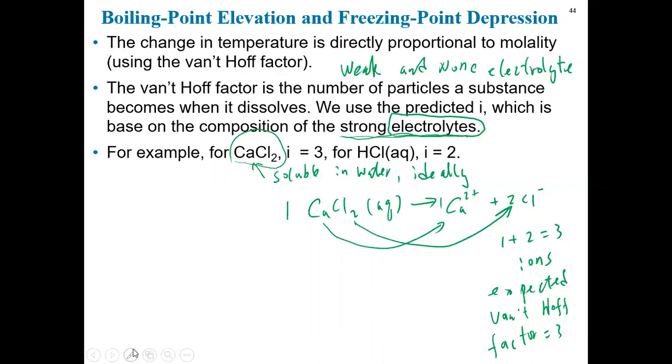Okay, then we know why for HCl the ideal i is 2. Similarly, if you have HCl, that is a strong acid.